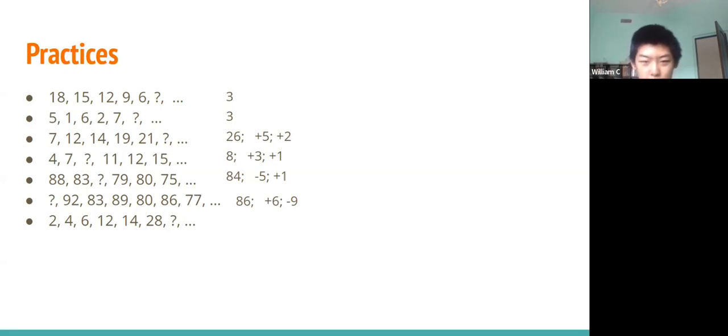This one might be a little hard, but if we look at the numbers, the pattern is multiply by 2 and then add 2. Because 2 times 2 equals 4, 4 plus 2 equals 6, 6 times 2 equals 12, and so on. And the next number is 30, because we just multiply by 2 to get 28.